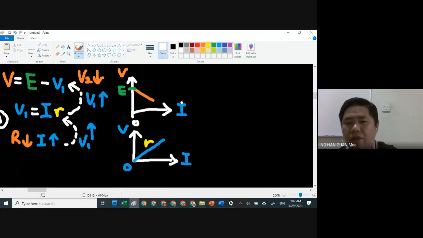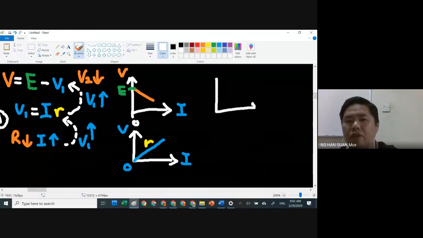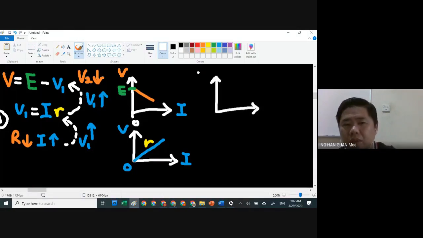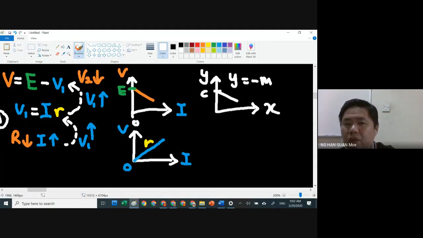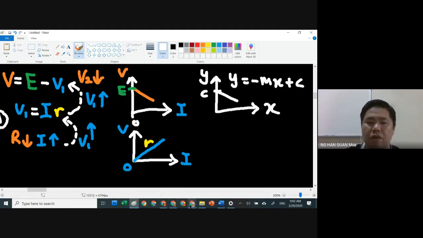This graph that we have, if we compare to the general equation of a graph that you learn in mathematics, Y against X, when we have the line result like this, this intercept we put as a symbol C. So what is the general equation for this graph? We will have Y equals negative mx plus c.